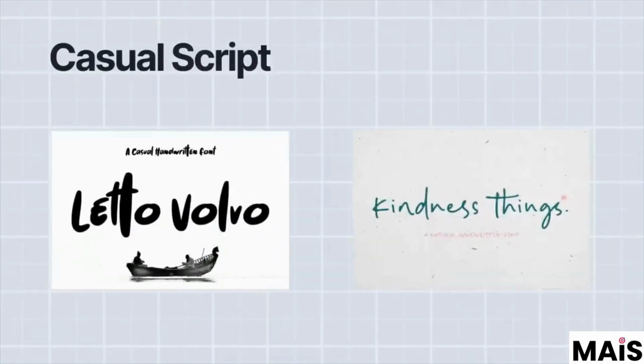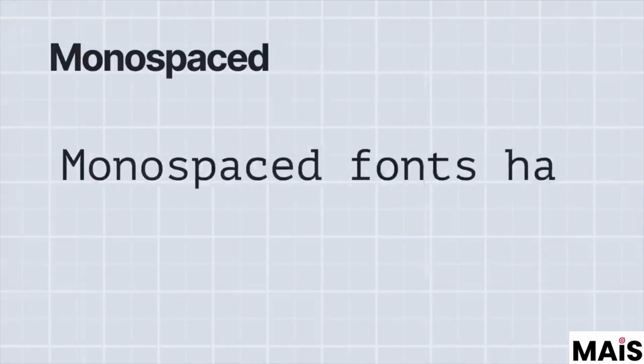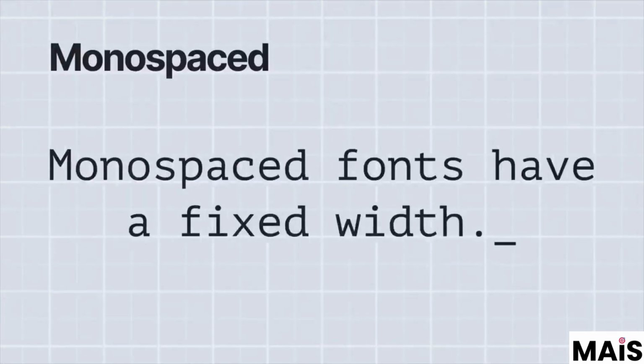Casual scripts are inspired by brushstrokes from the 20th century. They're more relaxed and friendly compared to formal scripts. Monospaced typefaces have a fixed width, meaning that all the characters occupy the same amount of horizontal space.